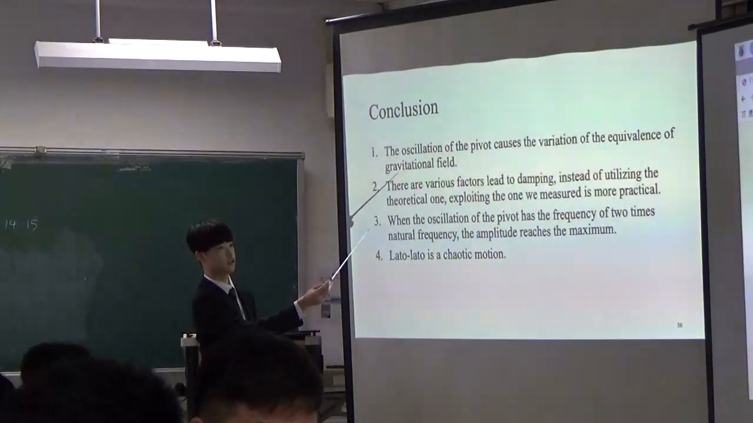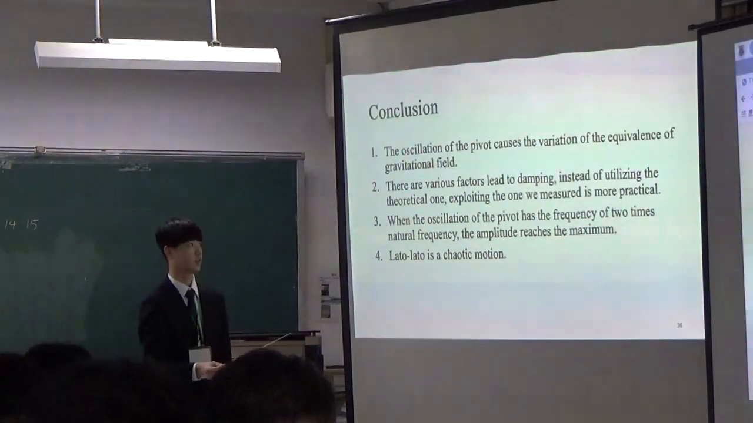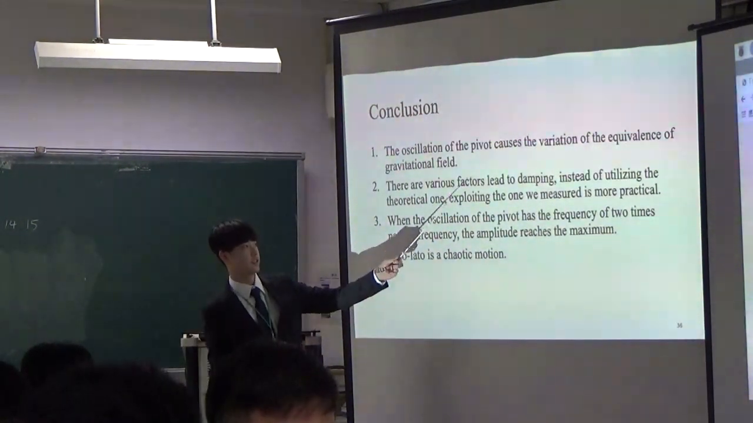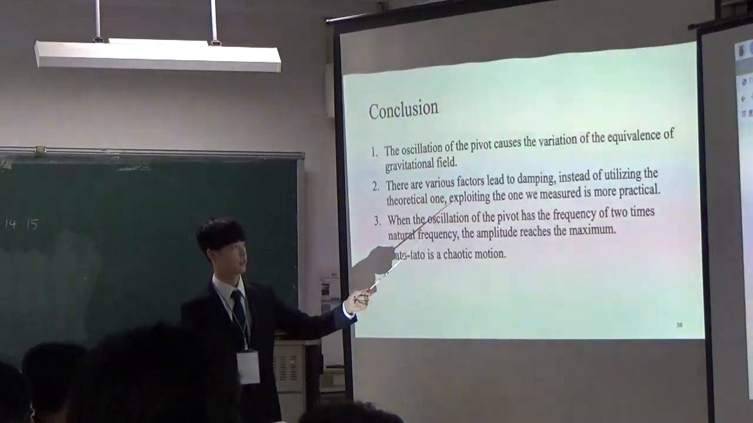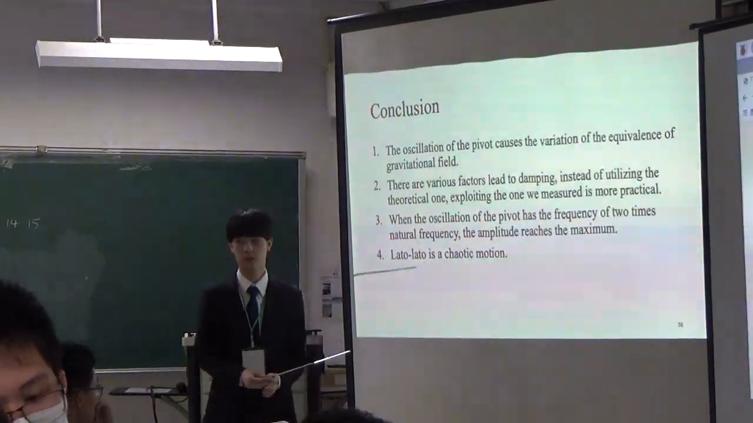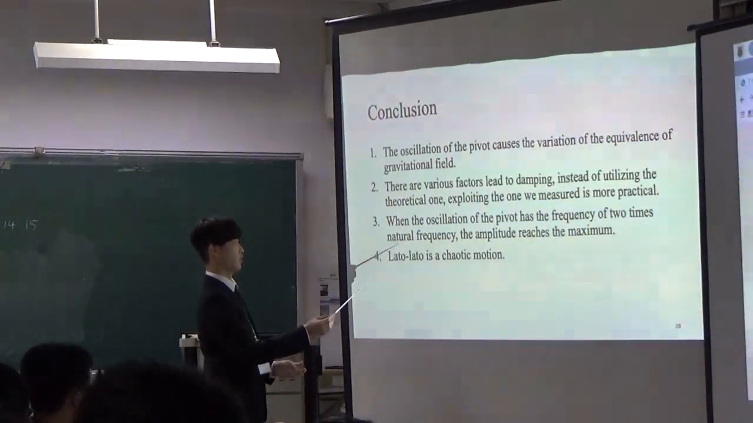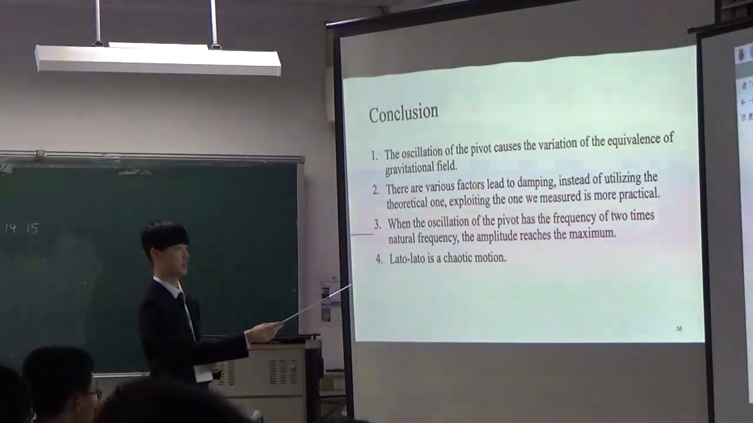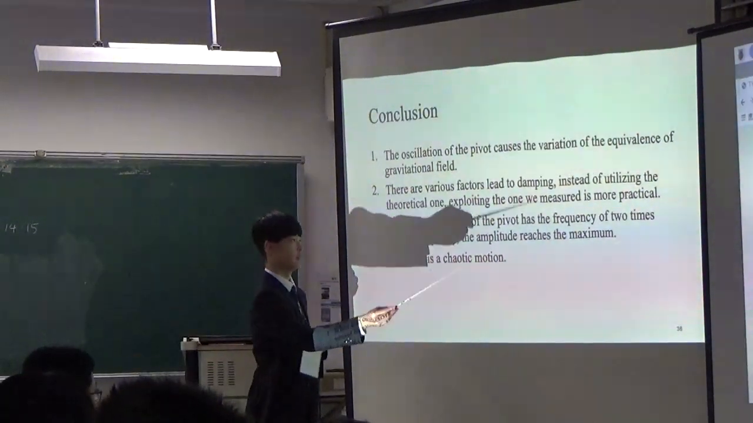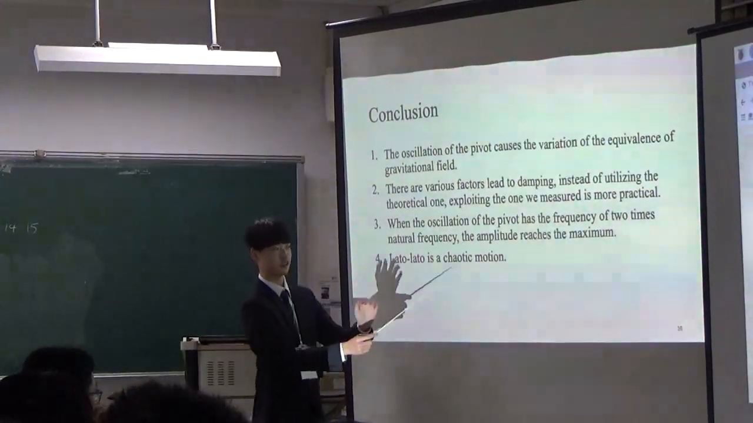The first one, the oscillation of the pivot causes the variation of the equivalence of the gravitational field. There are various factors that lead to damping. Instead of utilizing the theoretical one, using the one we measure is more practical since we don't want to evaluate the diverse factors. And when the oscillation of the pivot has a frequency 2 times the natural frequency, the amplitude reaches the maximum. And last but not least, lato-lato is a chaotic motion.